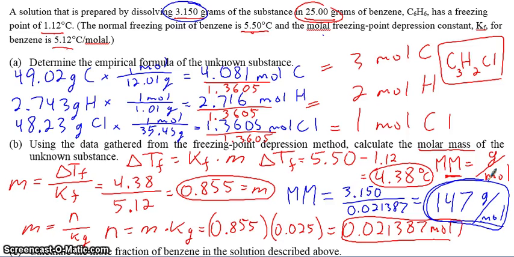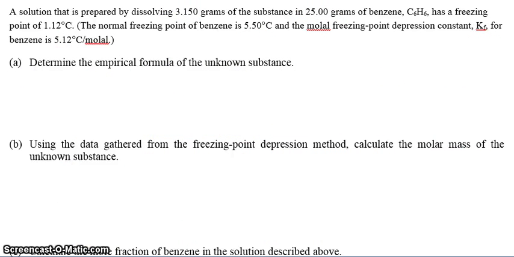147 grams per mole. I did that very quickly, so analyze it. Make sure you understand the steps. This is really the same thing we did in our freezing point depression lab, and so just a little more practice for you. Let's go on to C, and then to D.